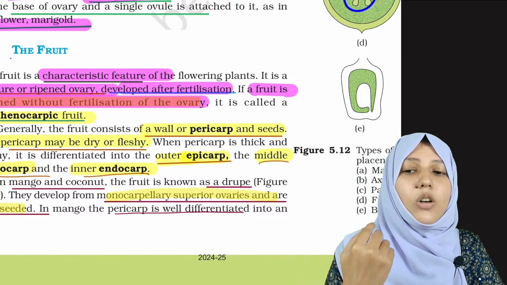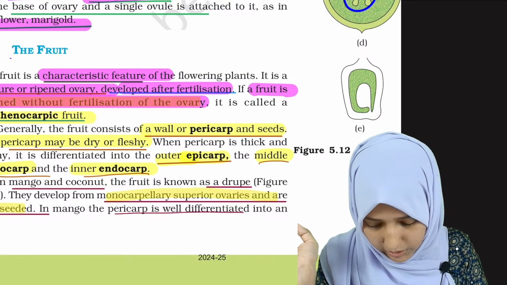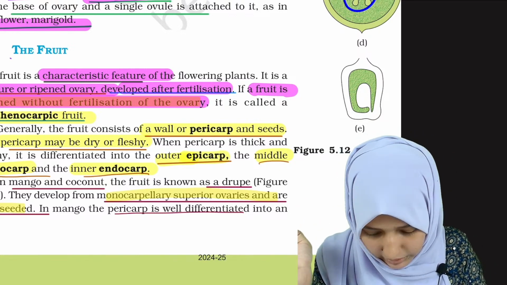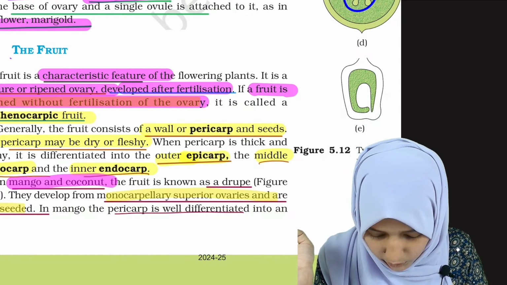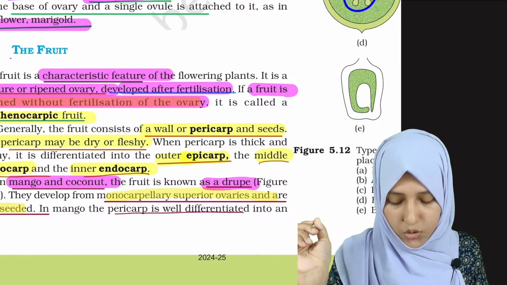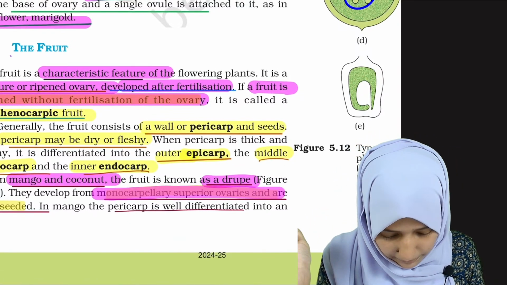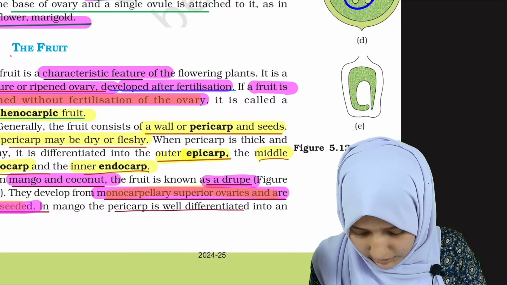Okay. Now, in mango and in coconut, the fruits are known as drupe. This is a point that you have to note and remember. Mango and coconut belong to drupe, and they develop from monocarpellary superior ovaries and are one-seeded.